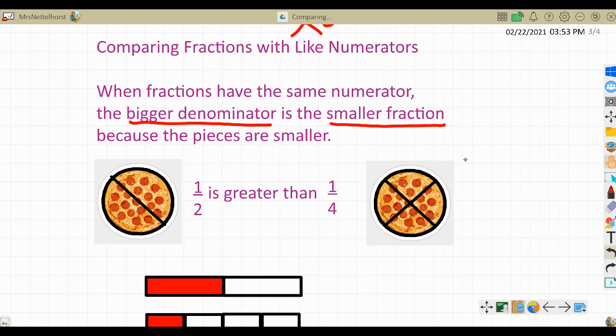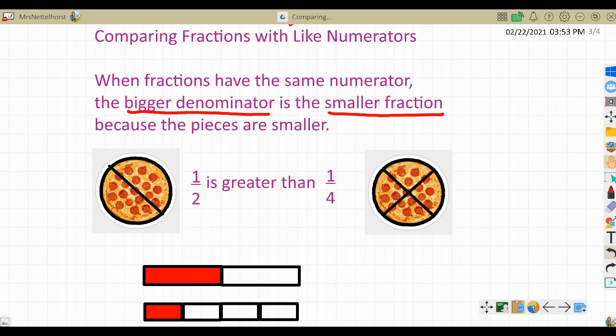If this thing, oh good, it let me scroll. So you can see 1/2 is greater than 1/4. If I highlight this, this is 1/2 of a pizza. This is 1/4 of a pizza. 1/2 is bigger, even though the denominator, the actual number, is smaller, because of the size of the pieces. Okay, the pieces on the pizza on the right, the 1/4 pizza, the pieces are smaller. That's why.